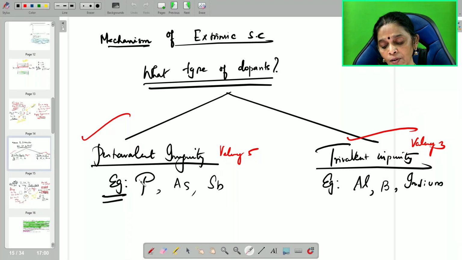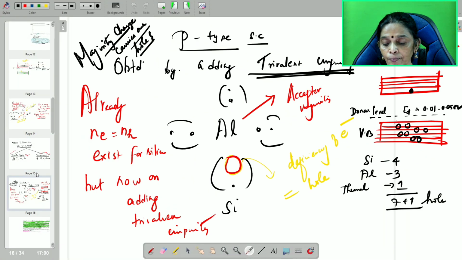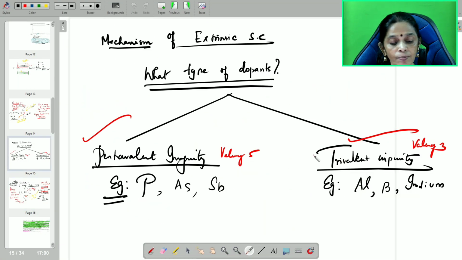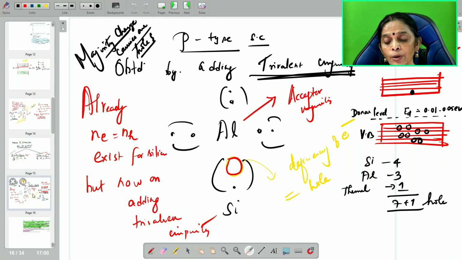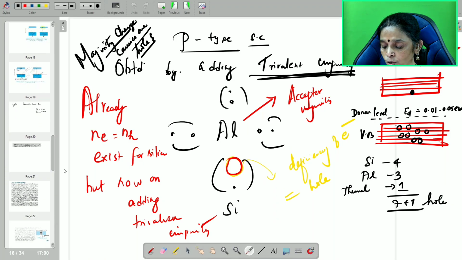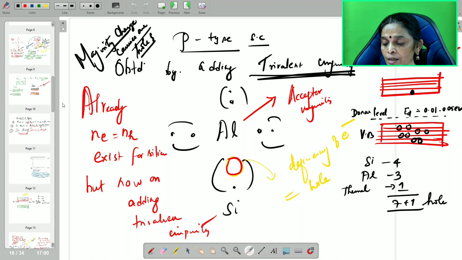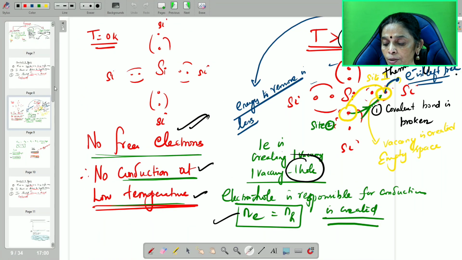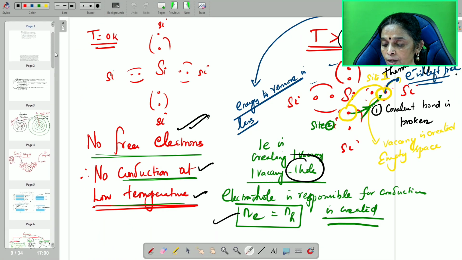When you add pentavalent impurity, that is phosphorus, arsenic, antimony, valency 5, you get N type semiconductor. And when you add trivalent impurity, that is aluminum, boron, indium, you get P type semiconductor. So let us see here how this N type semiconductor and P type semiconductor are produced. So now here we will check this N type semiconductor.